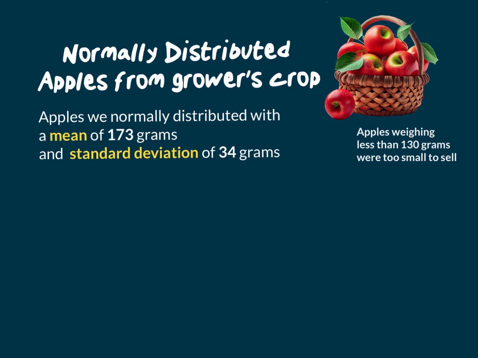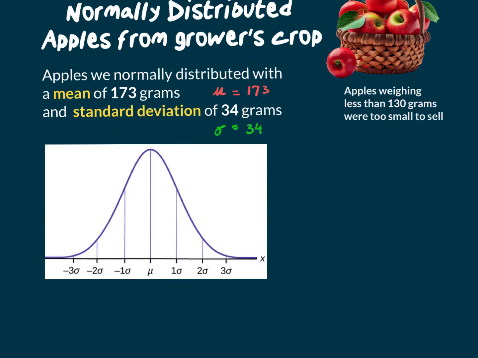And this problem relates to apples from a grower's crop which were normally distributed with a mean of 173 grams. This is designated with the letter mu, and we'll say that's 173 grams, with a standard deviation of 34 grams. This is all the information that we need to draw a normal distribution curve. And as I mentioned, our mean is 173, which goes straight under the mu over here. And our standard deviation, which is this part over here, is 34.